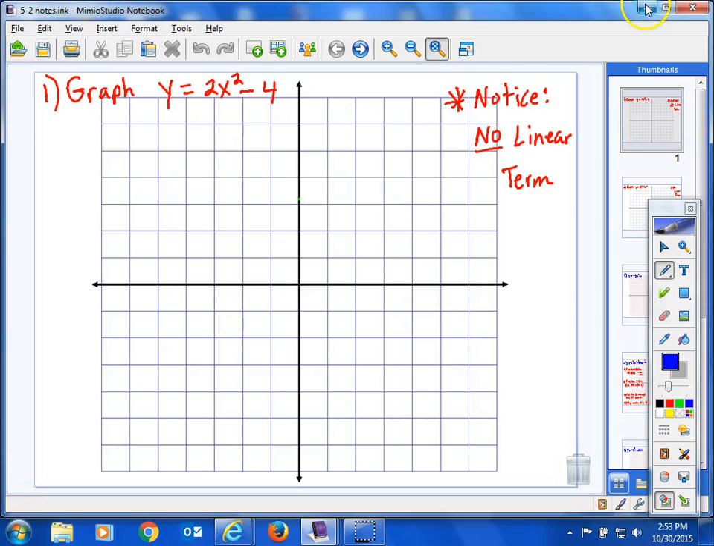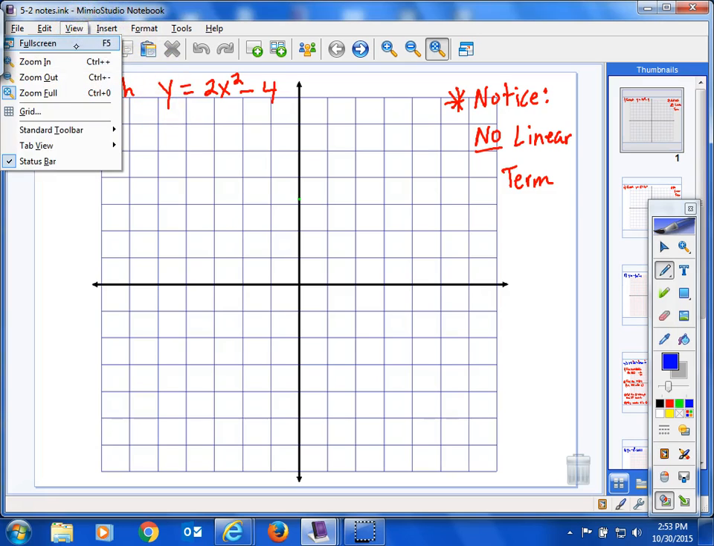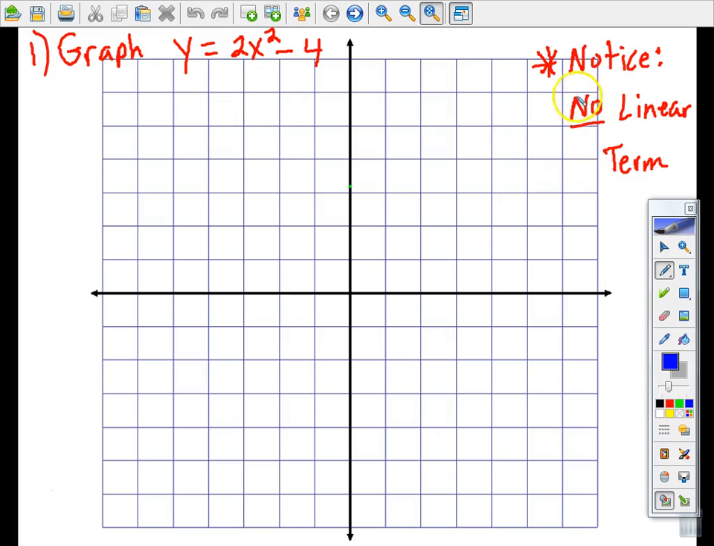Okay, today's lesson is section 5.2, and we're going to be graphing quadratic functions, and there's really two types. We're going to start with the easy type first. What makes this type of quadratic function easier, and I've made a note for you over here off to the side, is that there is no linear term. There is no x term in this function. We have the quadratic term, and we have the constant.